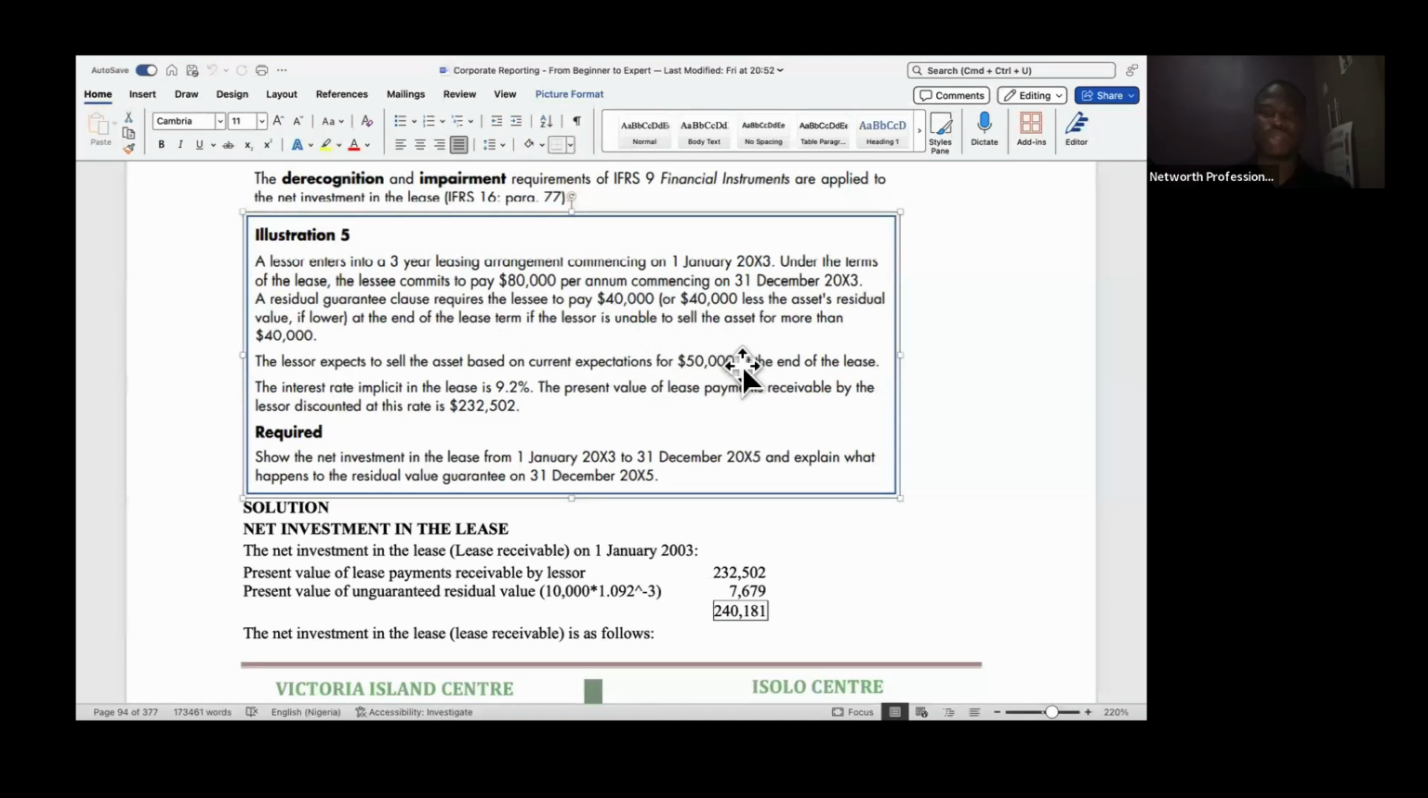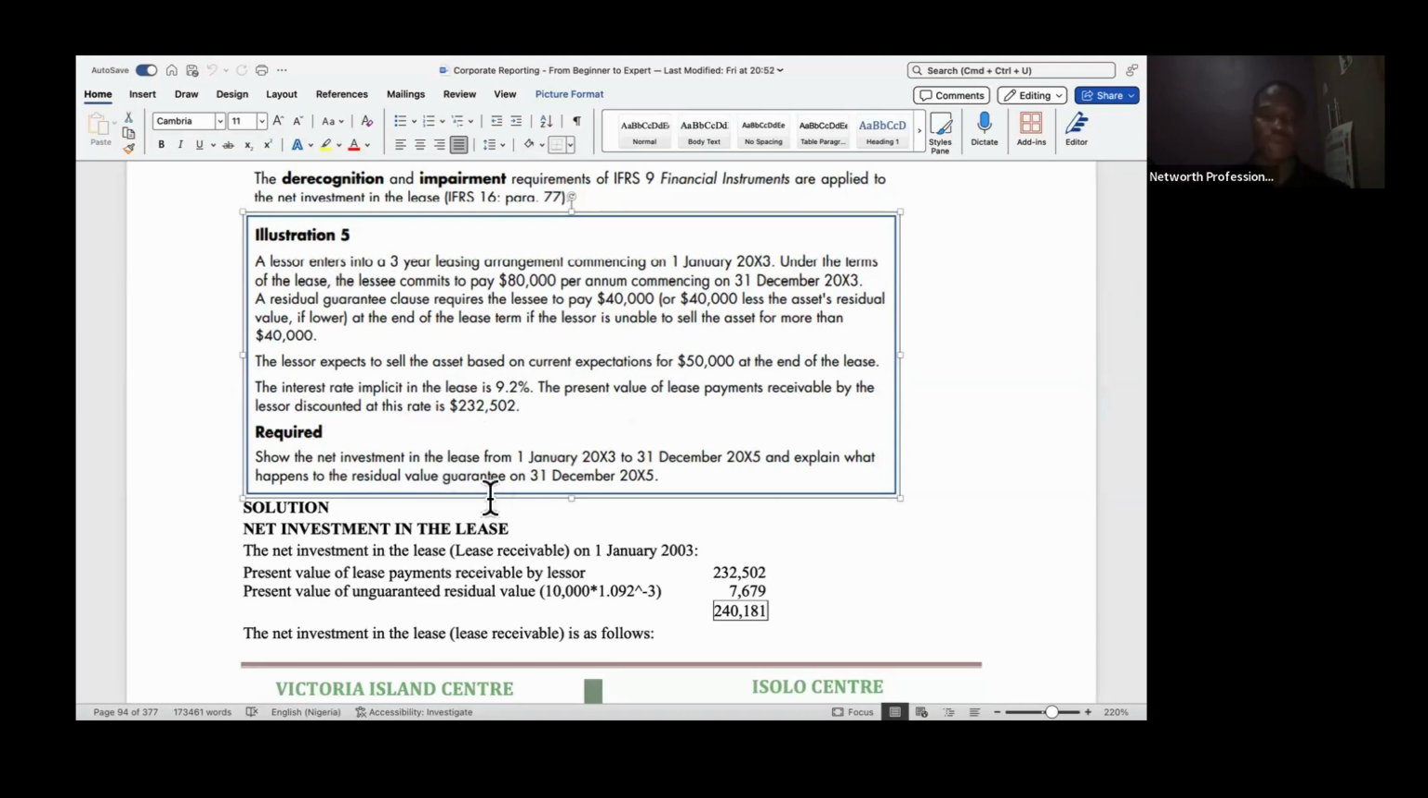Okay, so the lessor believes he's going to get 50,000, but the amount the lessee guarantees is 40,000. Just like I've explained, the difference is going to be the unguaranteed residual value. So they gave us an interest of 9.2%, and there's a PV. They already gave us the PV of the lease payment receivable as 232,000. So we're now required to show the net investment in the lease at the beginning of the year to 31st December 2005 and explain what happens to the residual value.